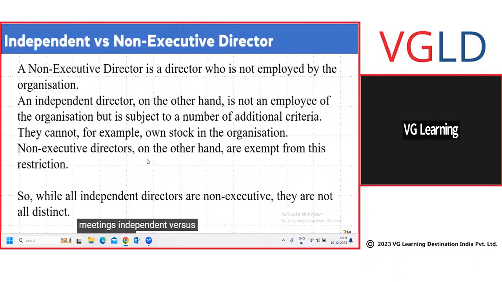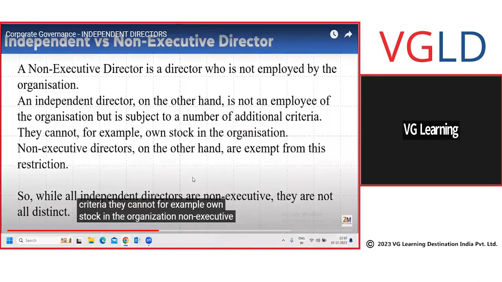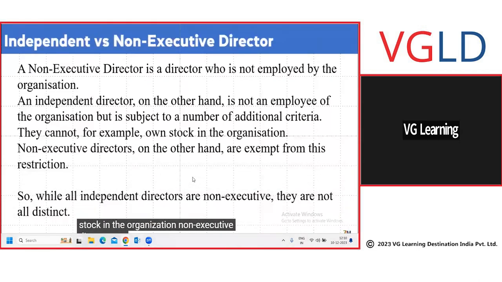Independent versus non-executive director. A non-executive director is a director who is not employed by the organization. On the other hand, an independent director is not an employee of the organization but is subject to a number of additional criteria. They cannot, for example, own stock in the organization. Non-executive directors, on the other hand, are exempt from this restriction. So, while all independent directors are non-executive, they are not all distinct.